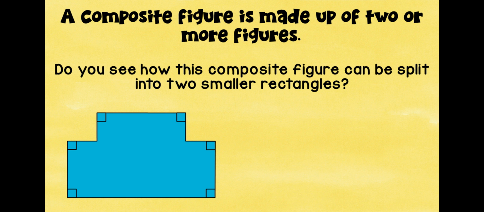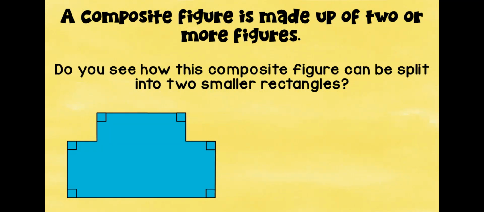So we are working now with something called composite figures, and that's where a shape is made up of 2 or more shapes. So if you look at this blue shape at the bottom of your screen, do you see how this composite figure can be split into 2 smaller rectangles? It kind of looks like 2 rectangles that got squished together.